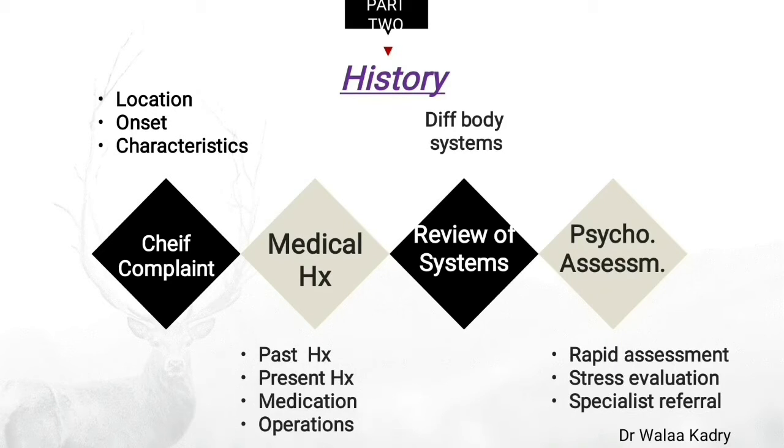Medical history, past, present, or any previous operations or treatments, current medication, or serious illness should be discussed with the patient, as it may affect the treatment plan or be the cause of the chief complaint. A rapid review of systems is performed, considering cardiovascular system, CNS, GIT, respiratory, and correlation with the chief complaint. Also, psychological assessment is performed quickly.